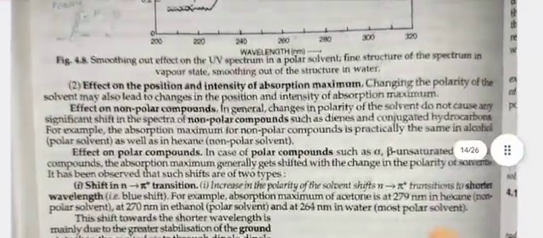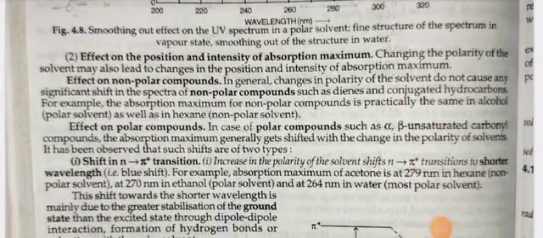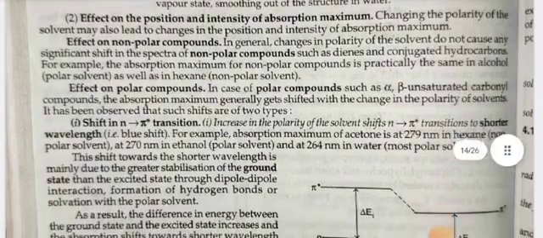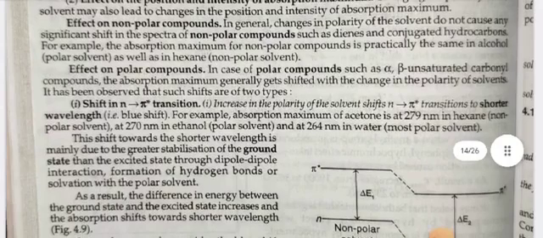Effect on the position and intensity of absorption maximum. Changing the polarity of the solvent may also lead to changes in the position and intensity of absorption maxima. Effect on non-polar compounds. In general, changes in polarity of the solvent do not cause any significant shift in the spectra of non-polar compounds such as dienes or conjugated hydrocarbons. For example, the absorption maximum for non-polar compounds is practically the same in alcohol. Effect on polar compounds. In case of polar compounds such as alpha, beta unsaturated carbonyl compounds, the absorption maximum generally gets shifted with the change in the polarity of the solvent.